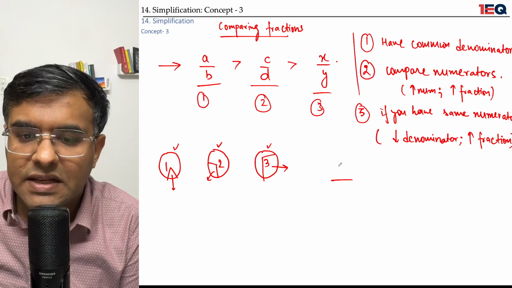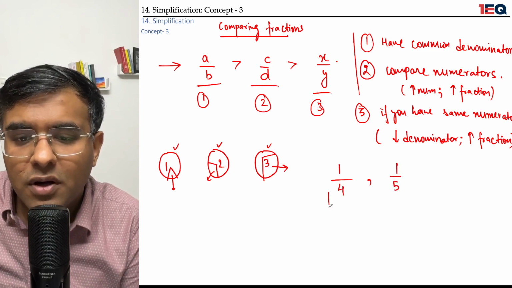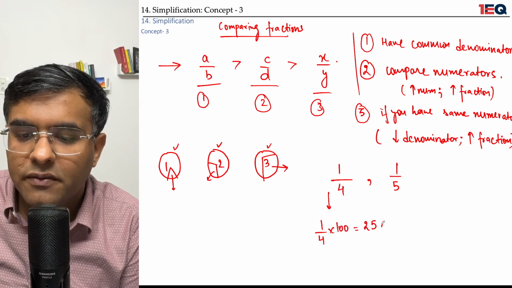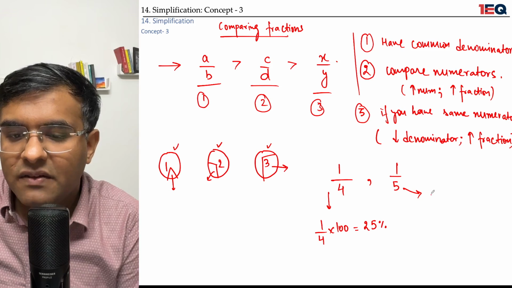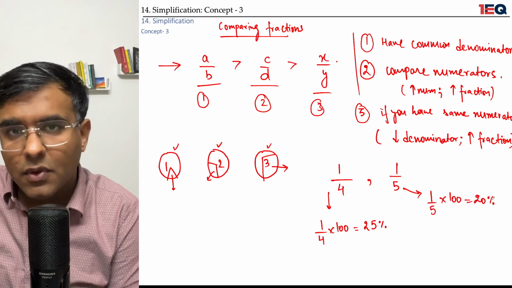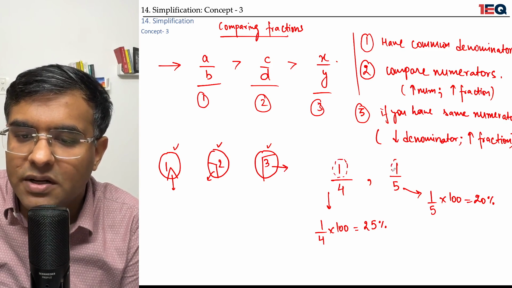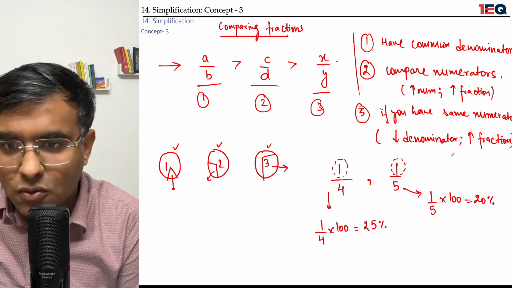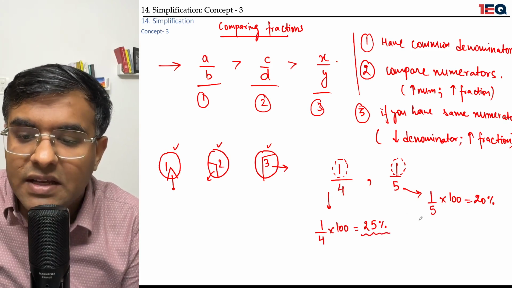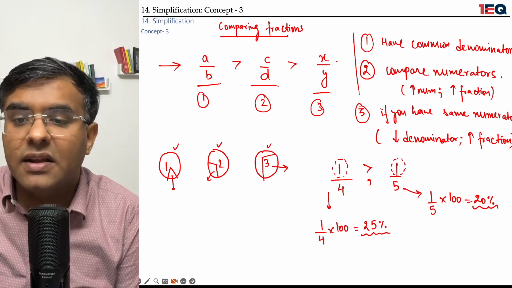When I talk about a fraction, let's say 1 by 4, and I compare it with 1 by 5. 1 by 4 in terms of percentages is equal to 1 by 4 multiplied by 100, which is essentially equal to 25%. And 1 by 5 multiplied by 100 gives me 20%. So when there are the same numerators, then the denominator plays the role, and the smaller the denominator, the bigger the fraction would be. I have very easily proved this, that 25% is greater than 20%. That means 1 by 4 is greater than 1 by 5.